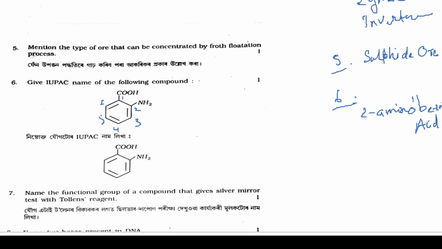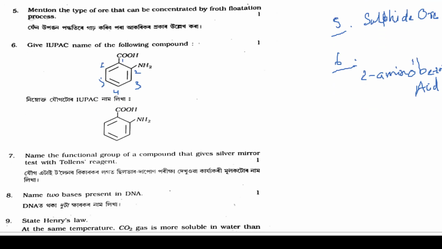So question number 7. Question number 6, this kind of question may come in your 2019 paper, simple one, where a compound is given and you have to name it. Question number 7: name the functional group of compound that gives the silver mirror test with Tollens reagent. This is a very popular test, the Tollens test.